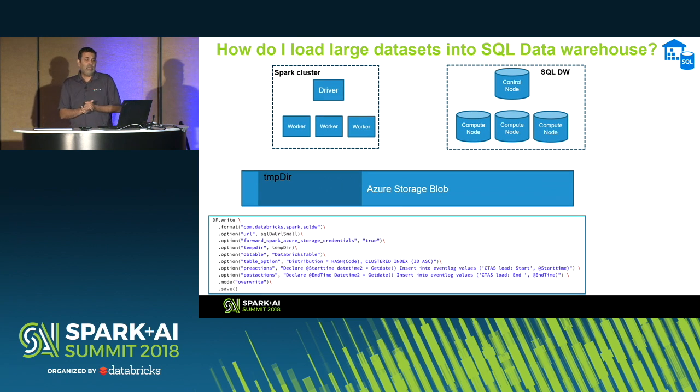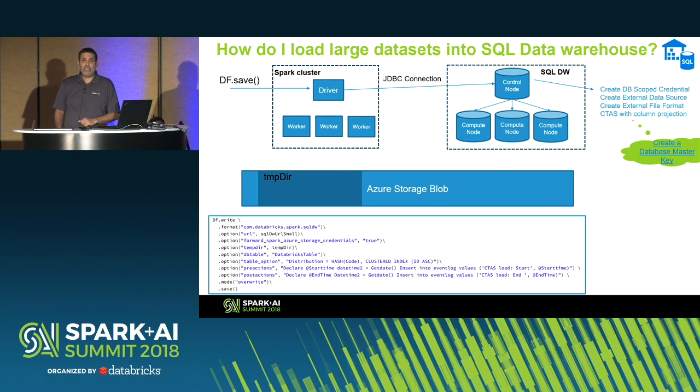So what about the load of a large data set? So that was a read of a large data set, right? So it's similar in mechanism where you save a data frame. That makes a JDBC connection and primes the SQL data warehouse with the metadata it requires. So it creates a scoped credential. Why does it need a scoped credential? Because it's going to read this data from Azure Blob Storage, right?